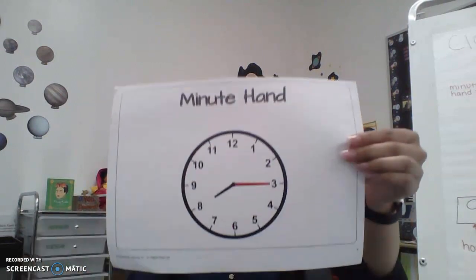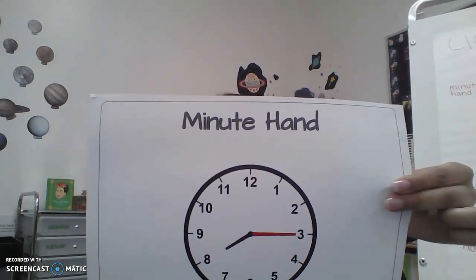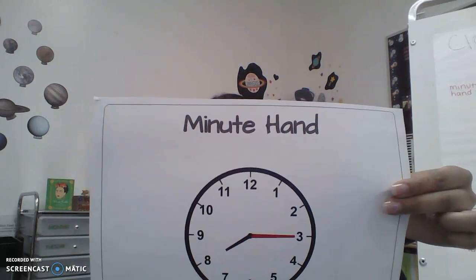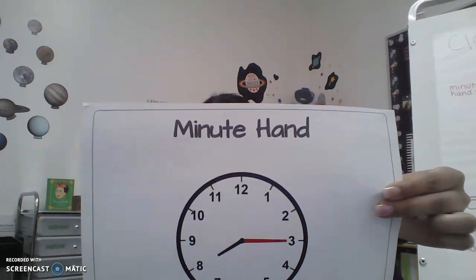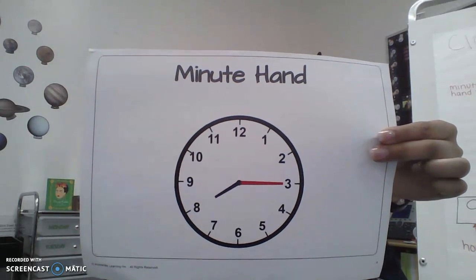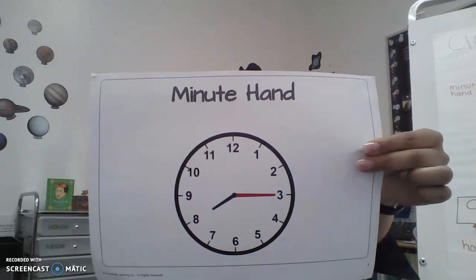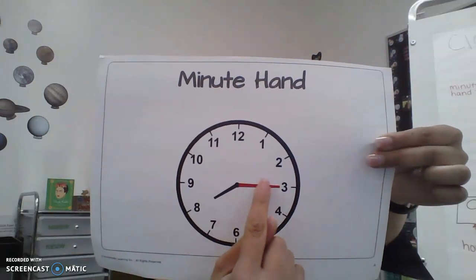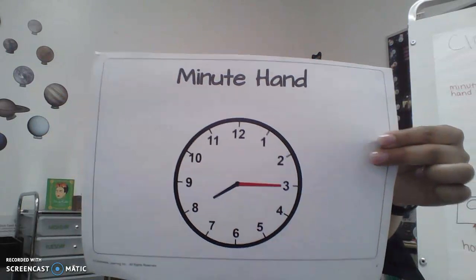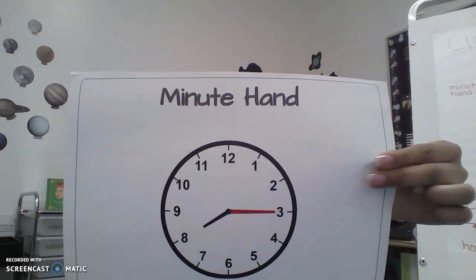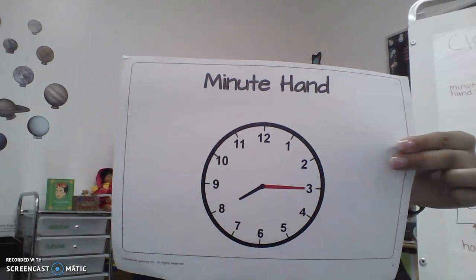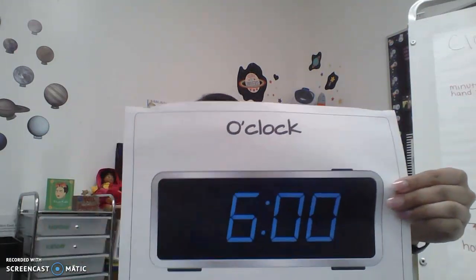Our next vocabulary word is minute hand. You say it with me. Minute hand. Good job. Which one is our minute hand? Awesome. Yes, the minute hand is the long one. The long hand is the minute hand. Good job. The last vocabulary word is o'clock.